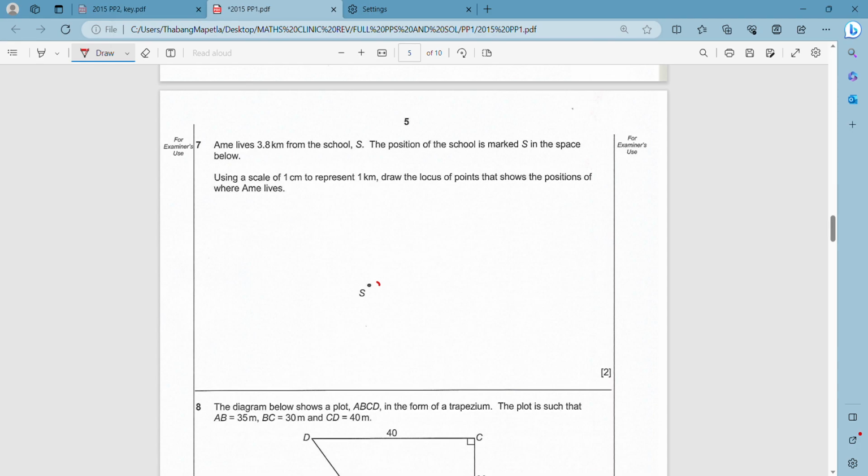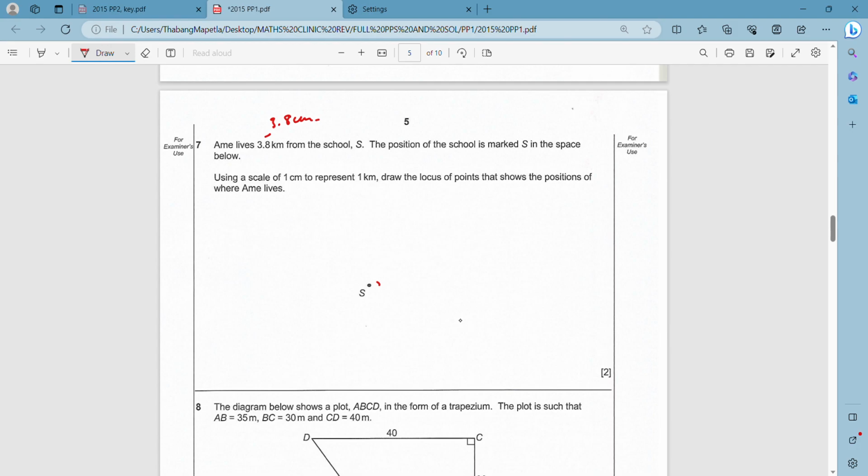So this is when we go to the objectives of loci and construction. Objective number 1 says that we are going to be looking for a locus of points which are equidistant to a fixed point. So now our fixed point will be the school. Therefore, Ame can live anywhere around the school, as long as it's 3.8 kilometers. So with that scale, when we are drawing, we are going to use this as 3.8 centimeters because the ratio is 1 to 1.